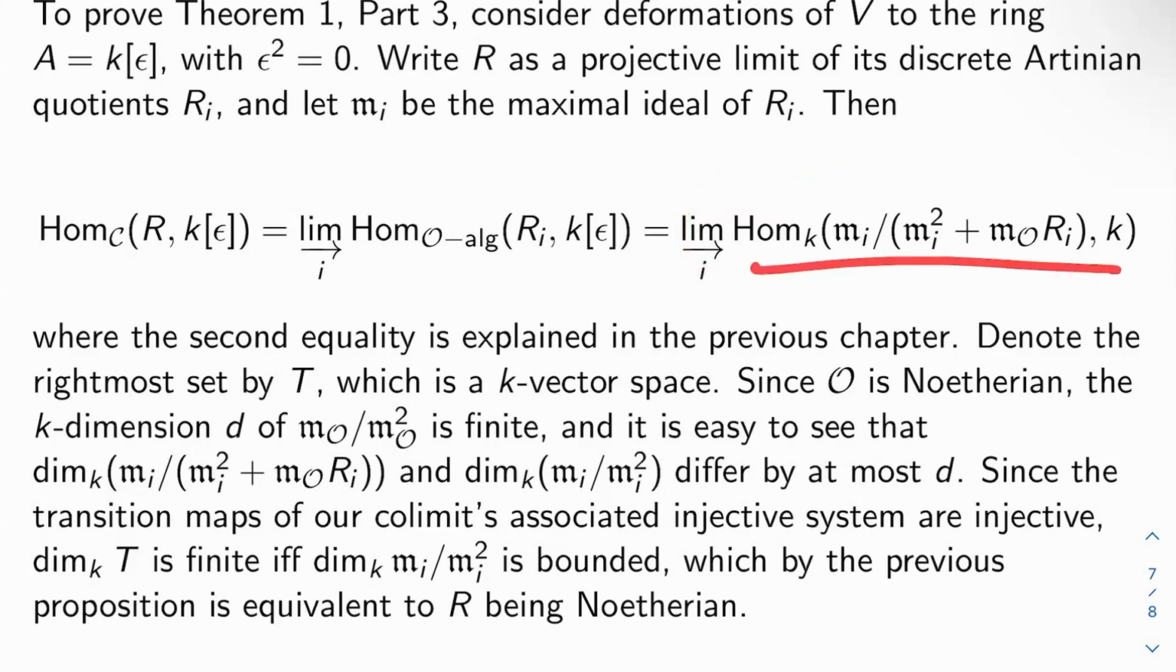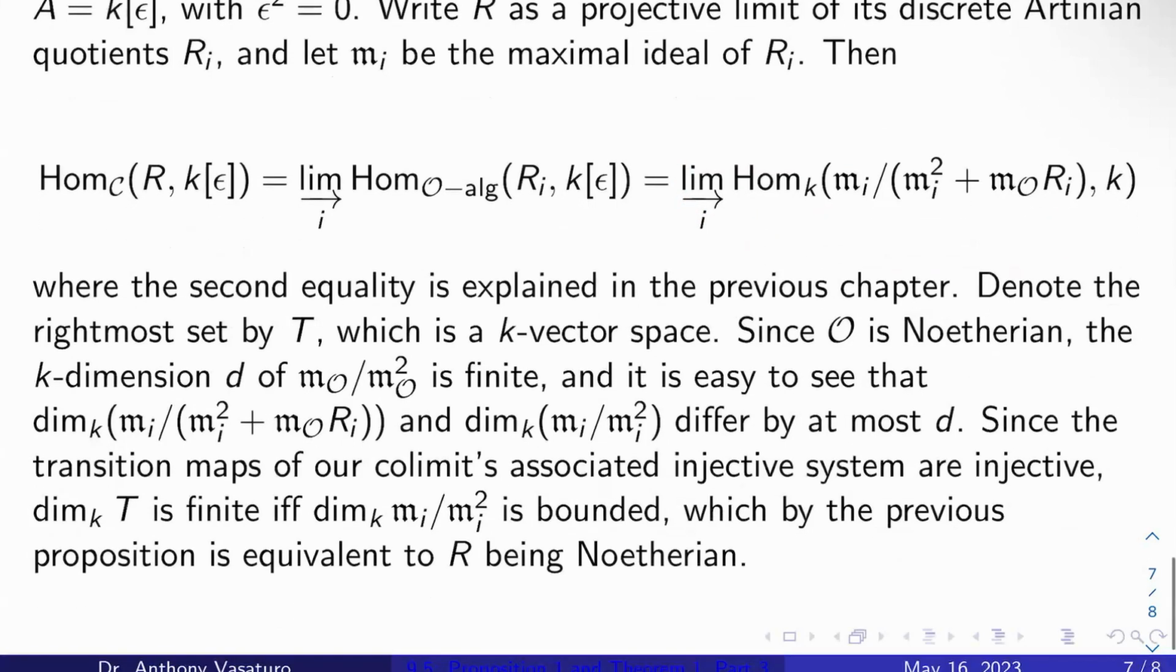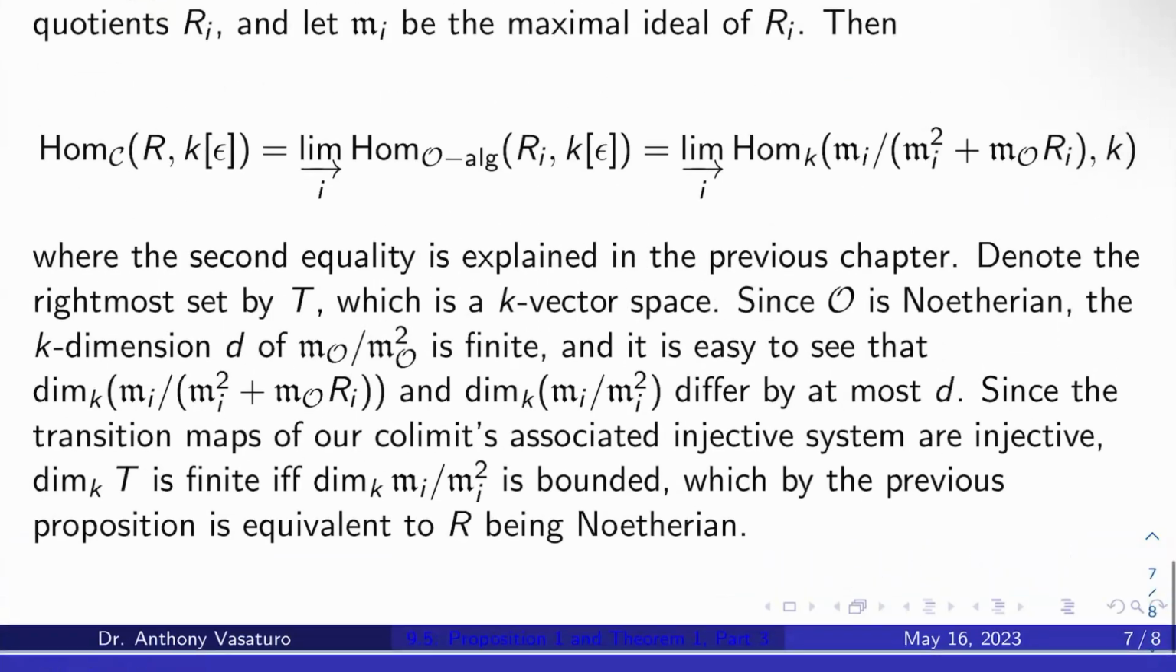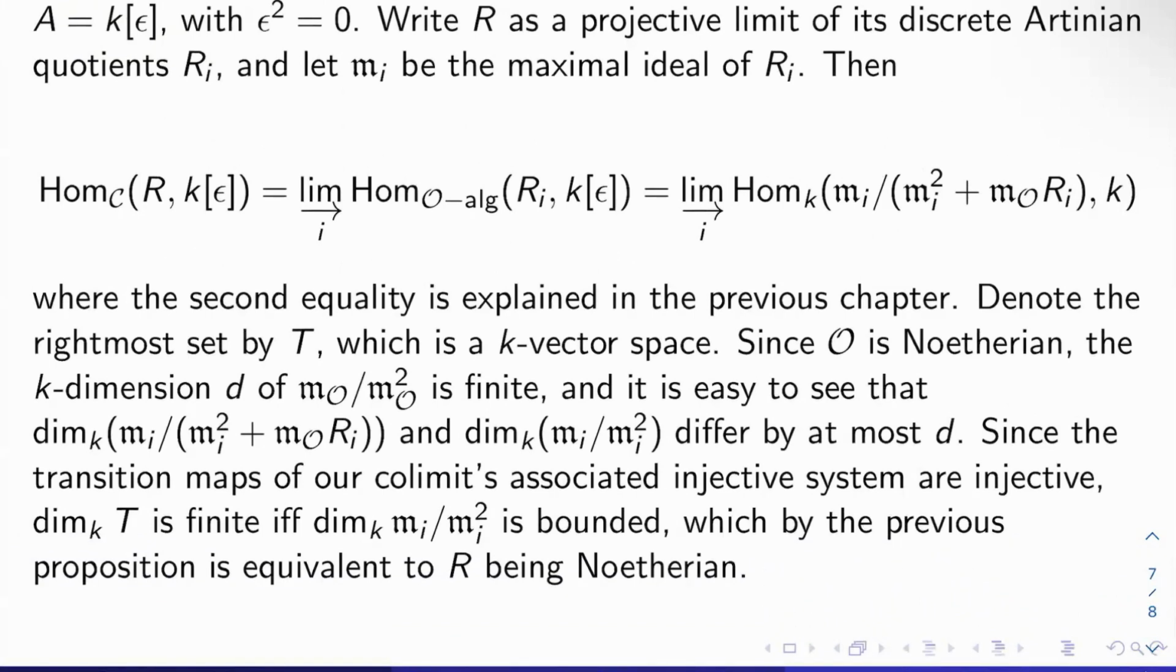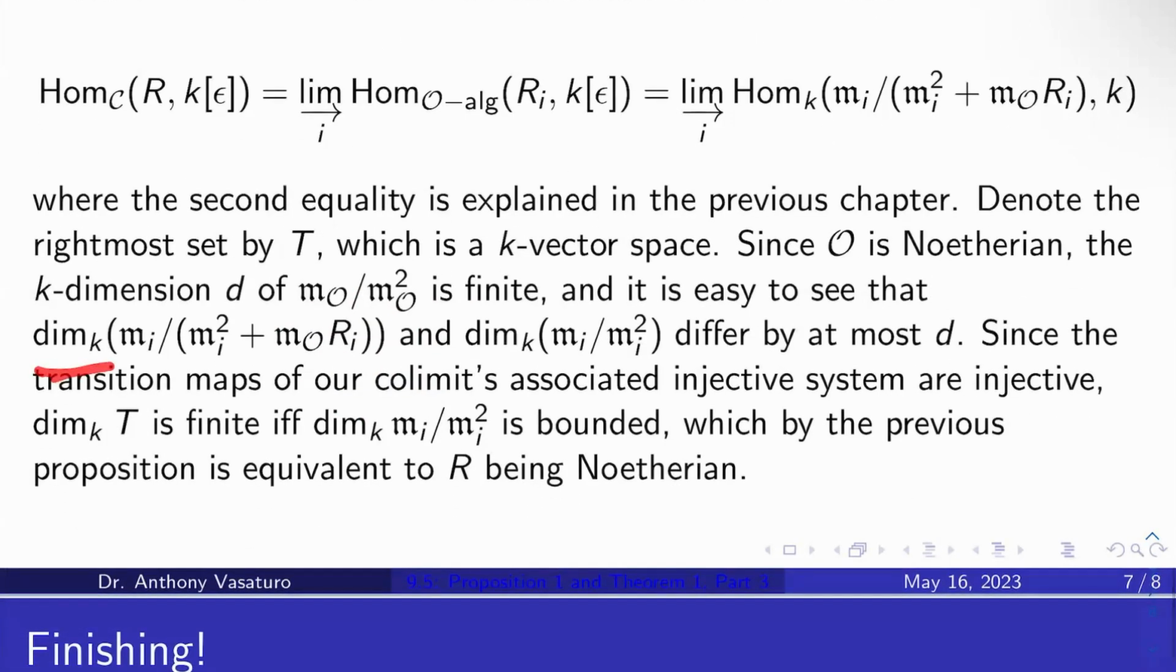This is a K vector space. Okay, now O is Noetherian. So that means the K dimension, which we'll call D, of M sub O mod M sub O squared is finite. And then it's a really easy check that the K dimension of M sub I mod (M sub I squared plus M sub O R sub I), so kind of this guy here, and the K dimension of M sub I mod M sub I squared, so the same thing without this piece here, differ by at most D. This is a little algebra exercise, all right?